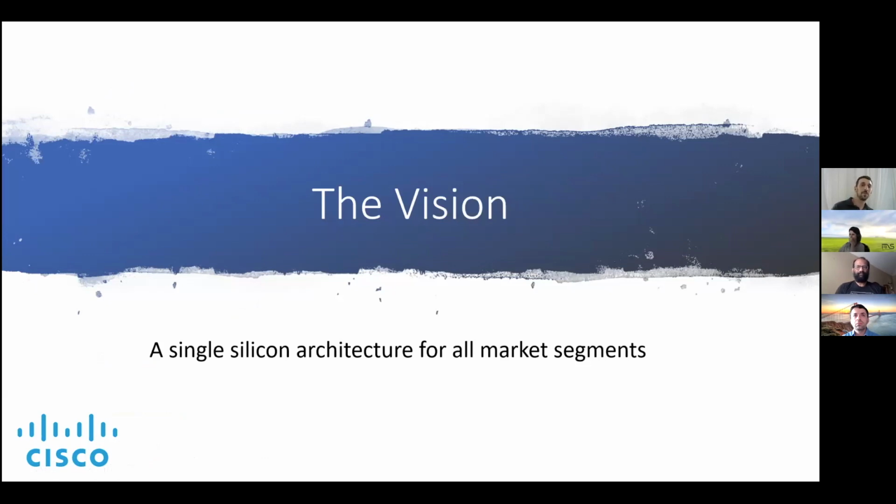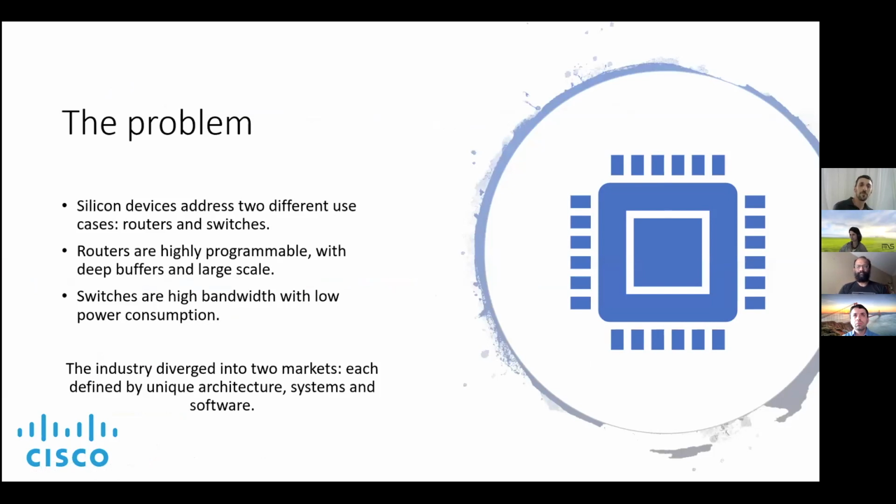That was the vision. And the problem that we were seeing in the last decade or a decade and a half was that silicon devices addressed two main different use cases. One is routing, and the other is switching. Switches were high bandwidth devices, low power consumption, usually low latency, targeted for the data centers and later for the cloud. Routers were more on the enterprise and the service provider side. They had a richer feature set, sometimes programmable, deep buffers, and very large scale.